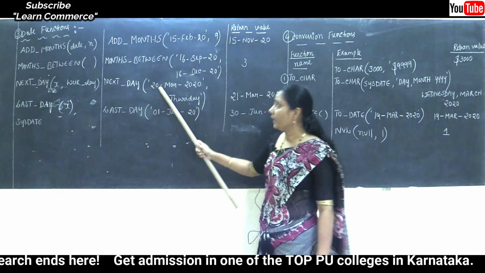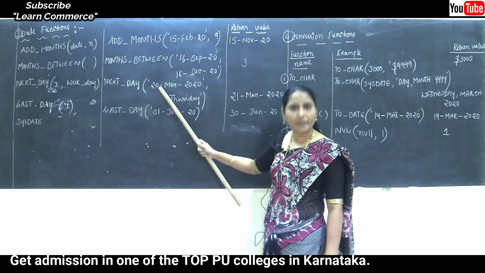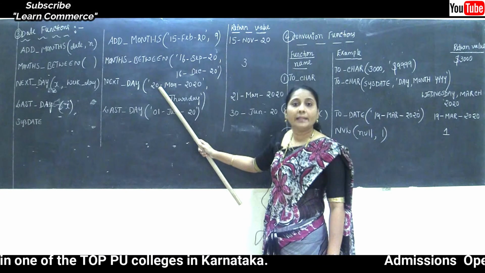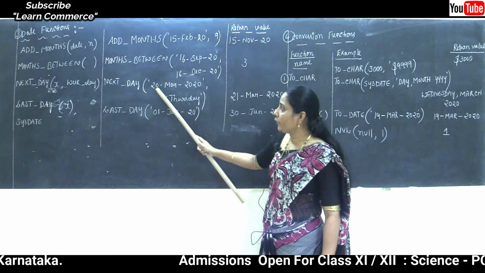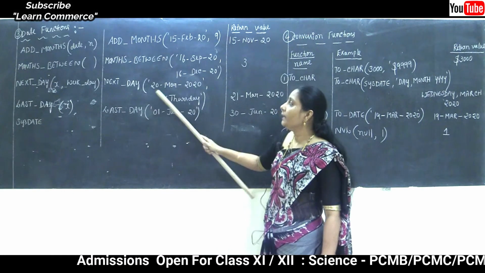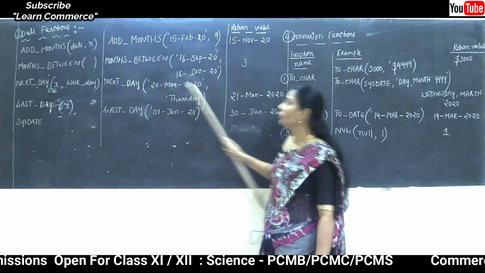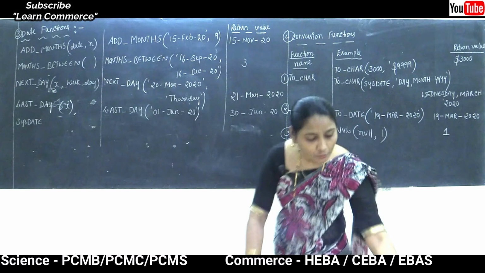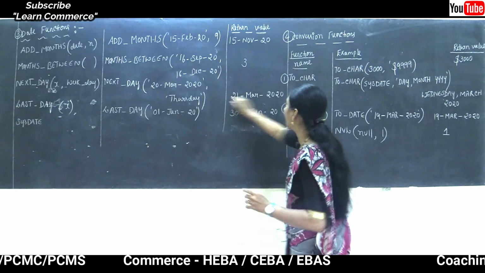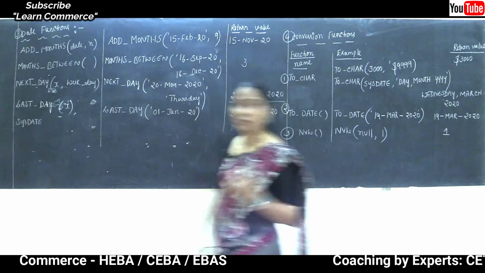Just to return the next date of the weekday after the date x specified. So the date I used is the 20 March 2020, so it is going to return the value as the 21st. Clear this one? The 21st March 2020.